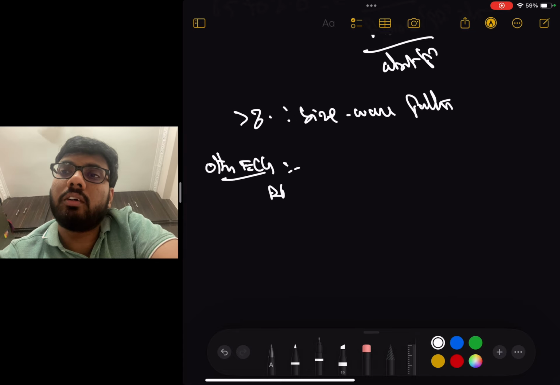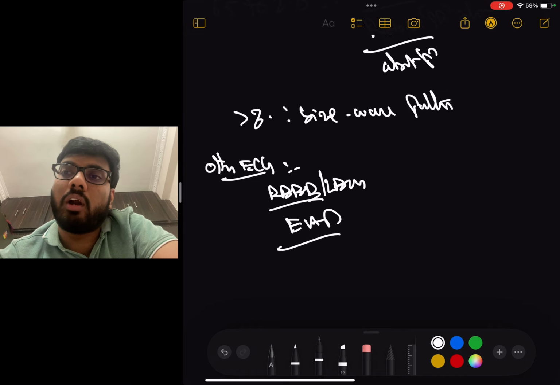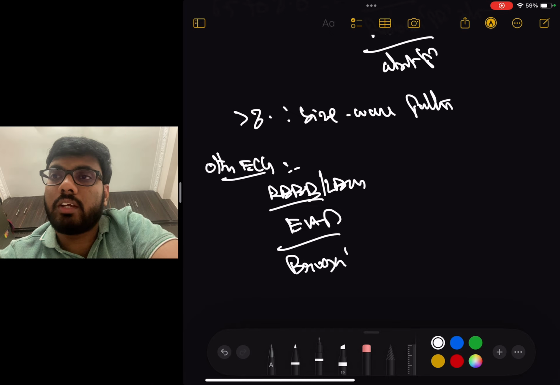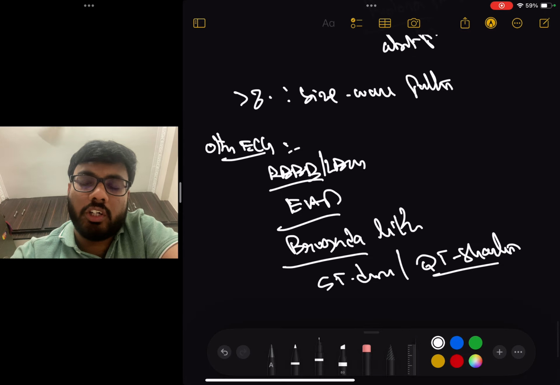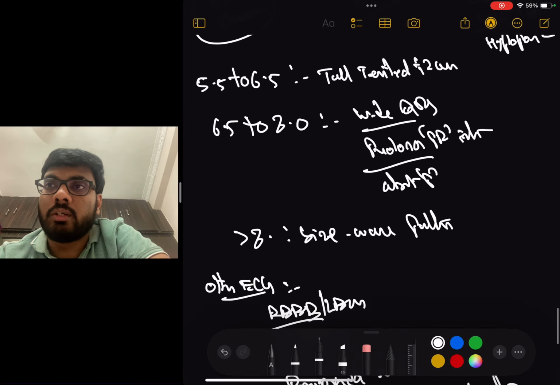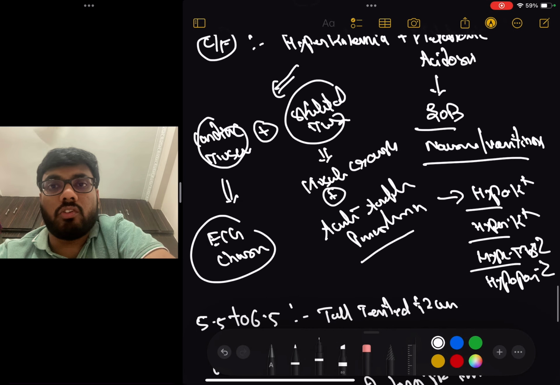right bundle branch block, left bundle branch block, extreme axis deviation, and Brugada-like syndrome manifestations, including ST depression and QT shortening as well. Okay, initial stages will have QT shortening, later stages have QT prolongation. That's it regarding hyperkalemia and metabolic acidosis.